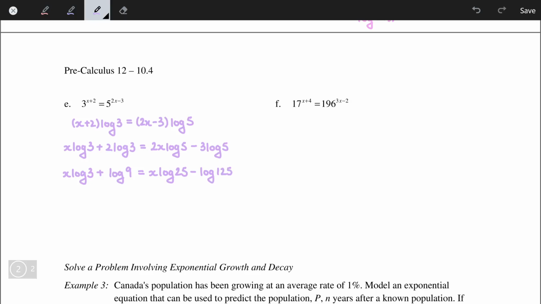From there, we simply move all the terms containing x to one side of the equation and the others to the other. So we can write this as, for example, log 9 plus log 125 on the left-hand side. And on the right-hand side of the equation, we have x log 25 minus x log 3.